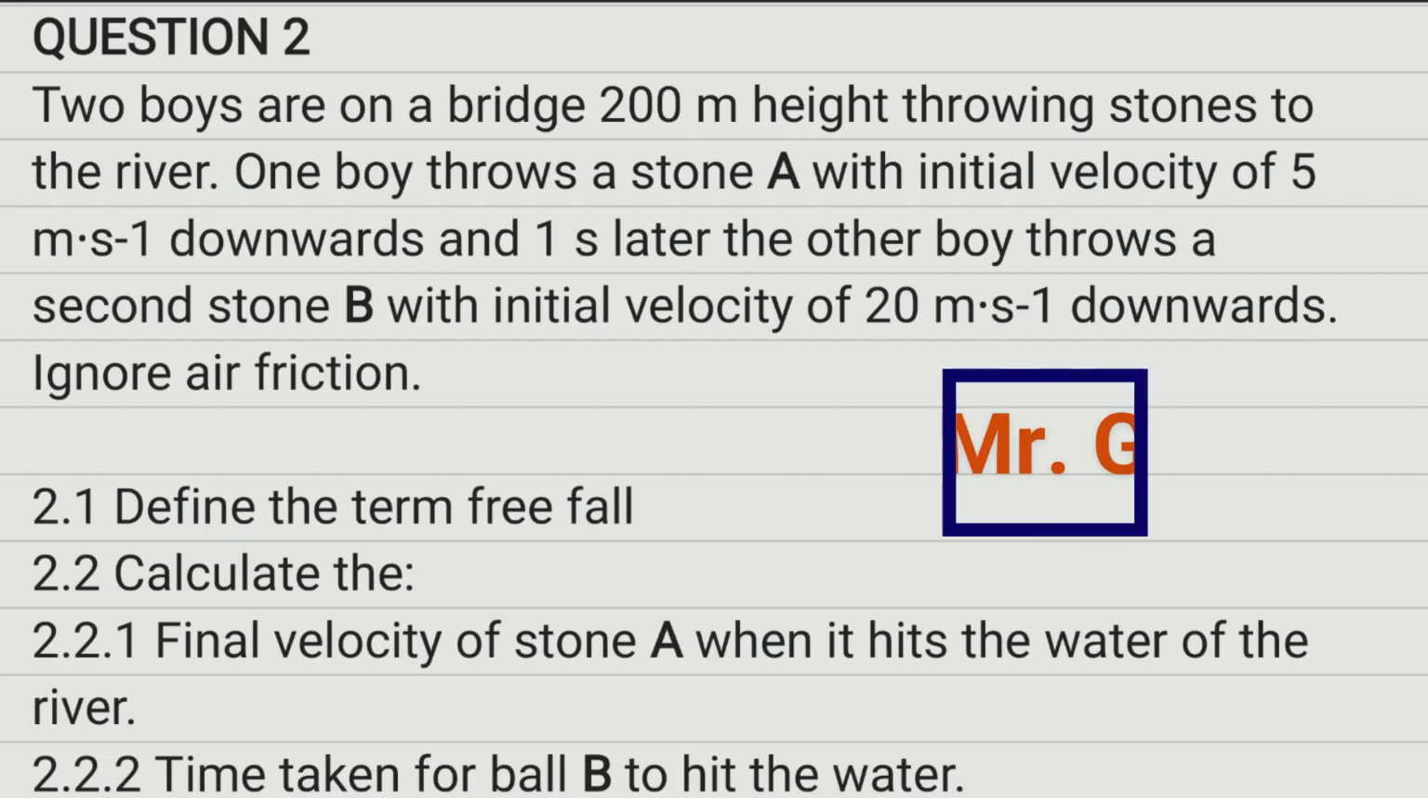Question 2 says two boys are on a bridge 200 meters high, throwing stones into the river. One boy throws stone A with an initial velocity of 5 meters per second downward, and 1 second later, the other boy throws a second stone B with an initial velocity of 20 meters per second downward. Ignore the friction. Define the term free fall. And we can answer that question right here.